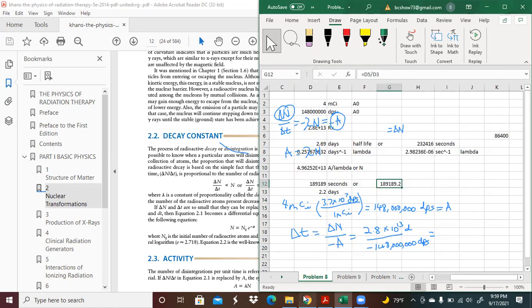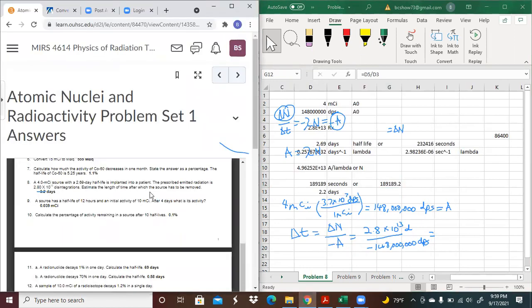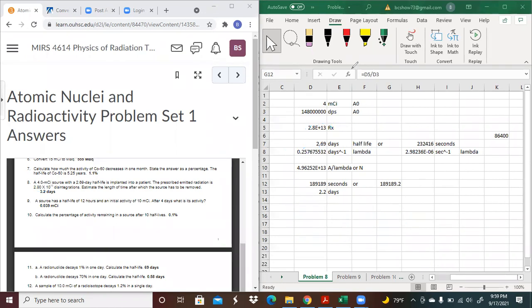This differs from what I see listed here as the answer. So this is what I am going to go with. So our answer in this particular case will end up being 2.2 days. All right. So I do need to make a correction about that. So, all right, let's move on here.